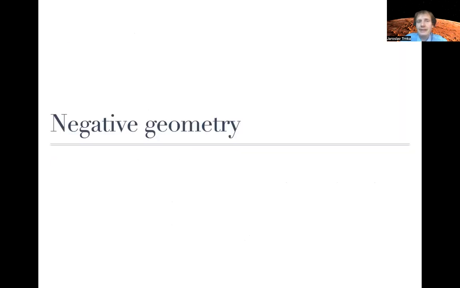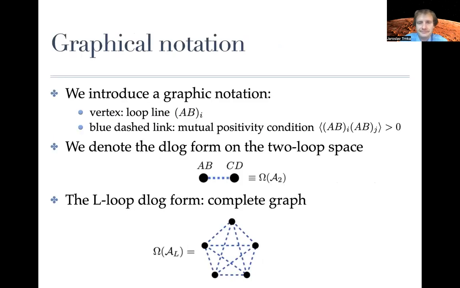Okay, but now I will turn to the question of negative geometries, where we will be able to do something interesting. So I will introduce a graphic notation. Each vertex will be a loop, and this just denotes what geometry I'm talking about. So each vertex, when you see it in the picture, is a loop.